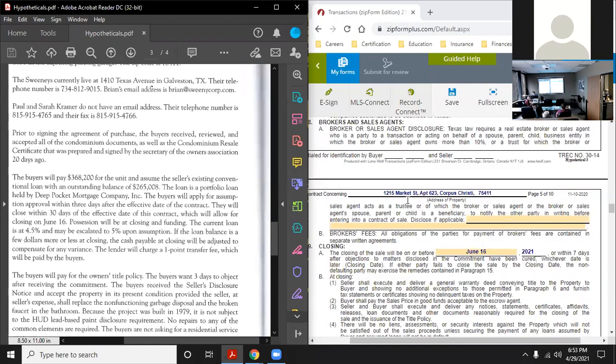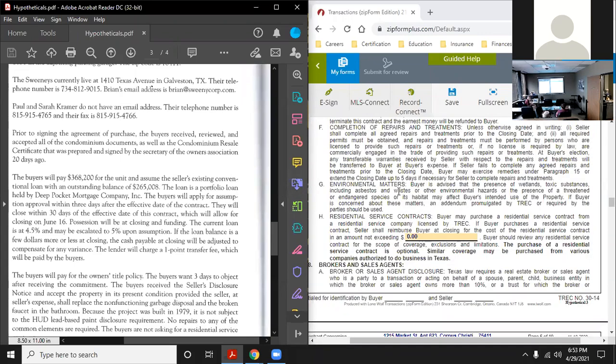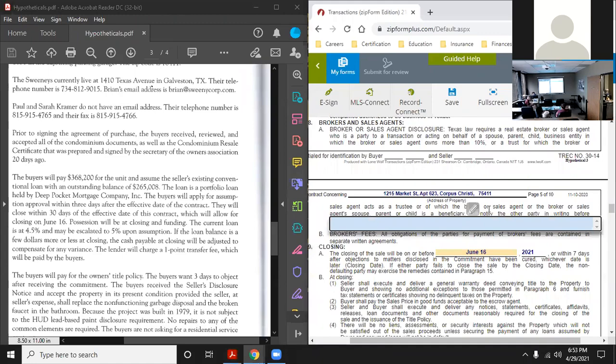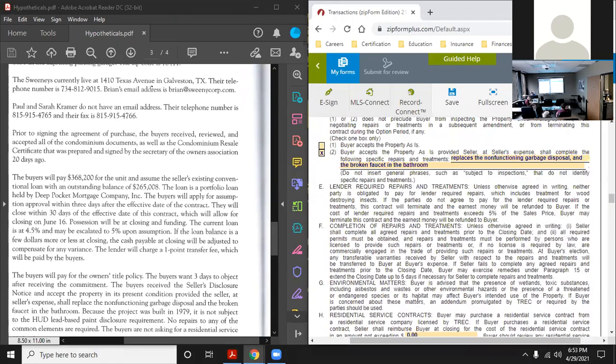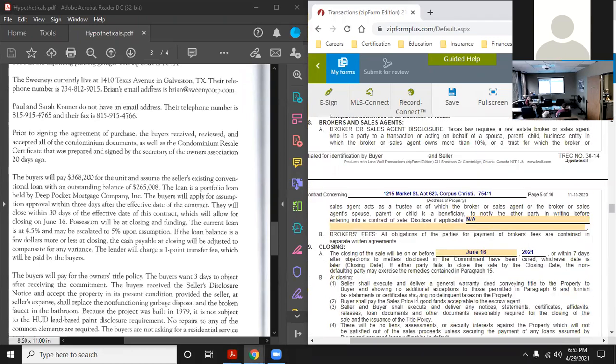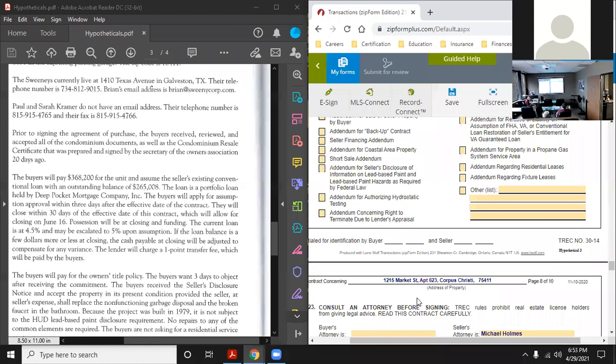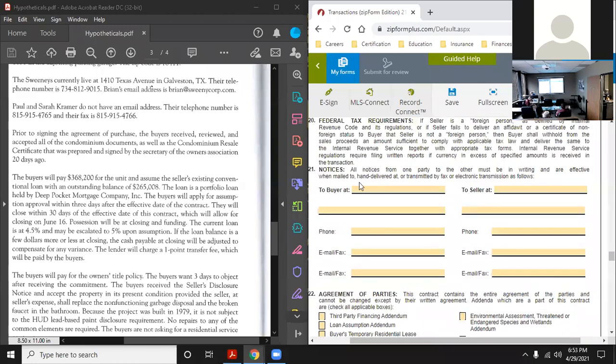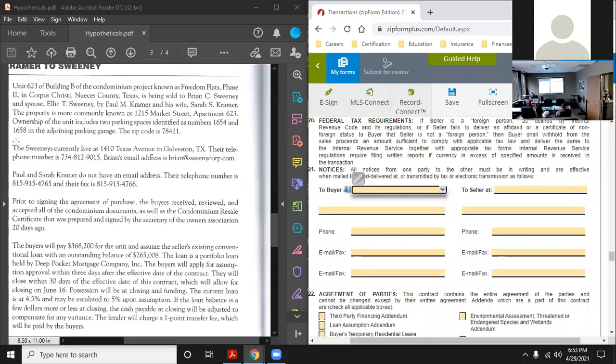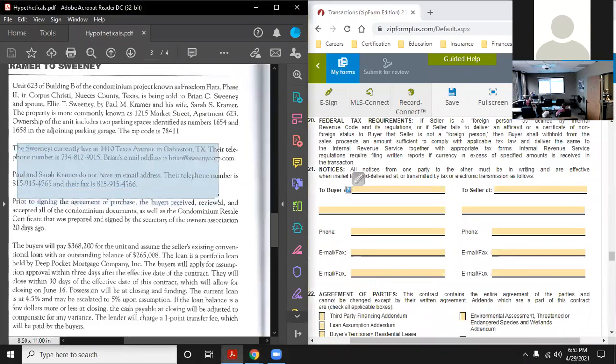All right, so that should be everything that we kind of know for this one. And also here, you don't know any of the people involved. So this is everything we know for this contract. Now I will run through quickly the other addendums for this. The notices here, they gave us the Sweeney's email address and Paul and Sarah's email address and phone number and everything. So you can put their stuff here.